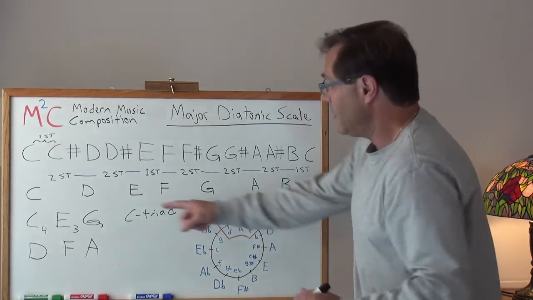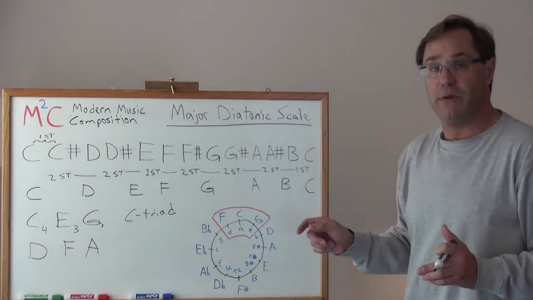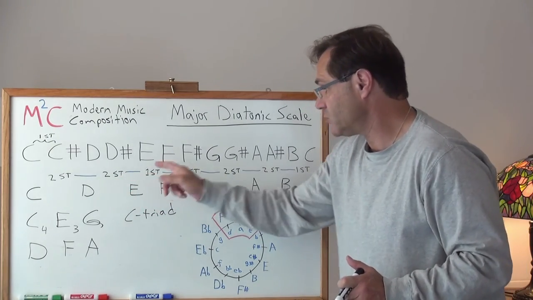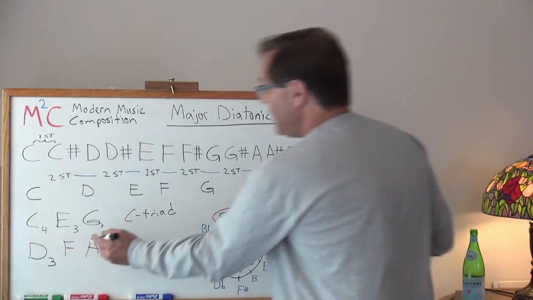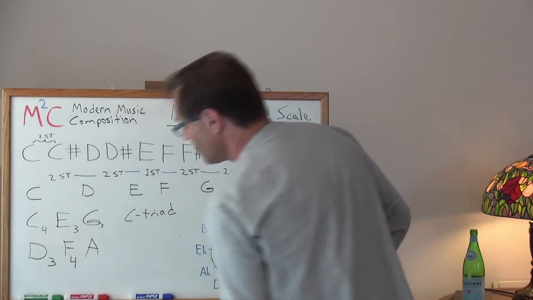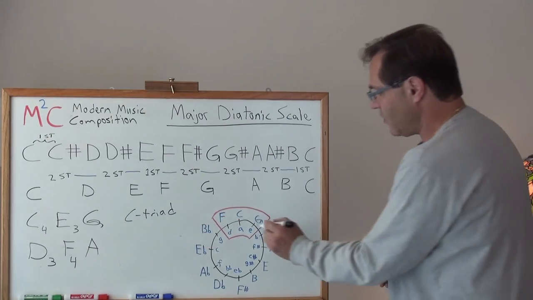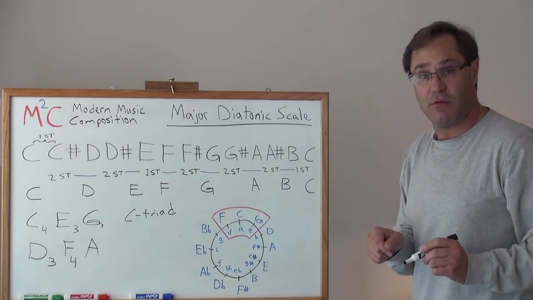Well, what's the interval between D and F? The interval series is 2 plus 1. That's 3 semitones. Then between F and A, that's 4. Well, that's a minor chord. That's why I use that lowercase d there and not the D over here.